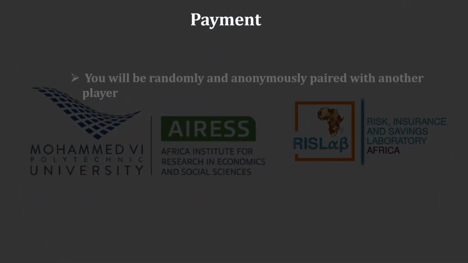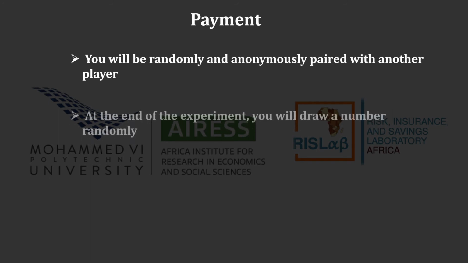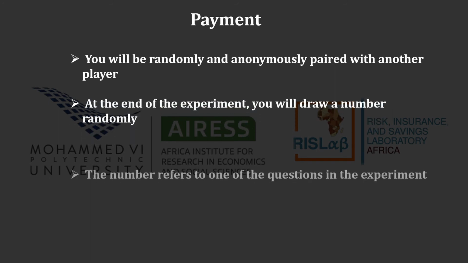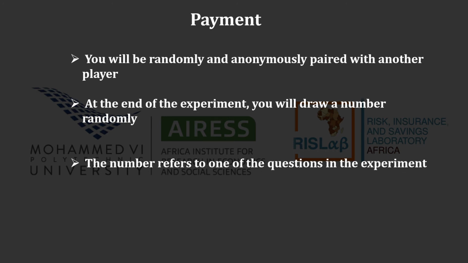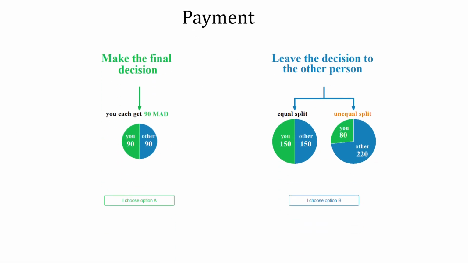At the beginning of the experiment, you will be randomly and anonymously paired with another player. At the end of the experiment, you will draw a number randomly. The number refers to one of the questions in the experiment. For this question, the option chosen during the experiment will be played for real. Here is an example on payment.